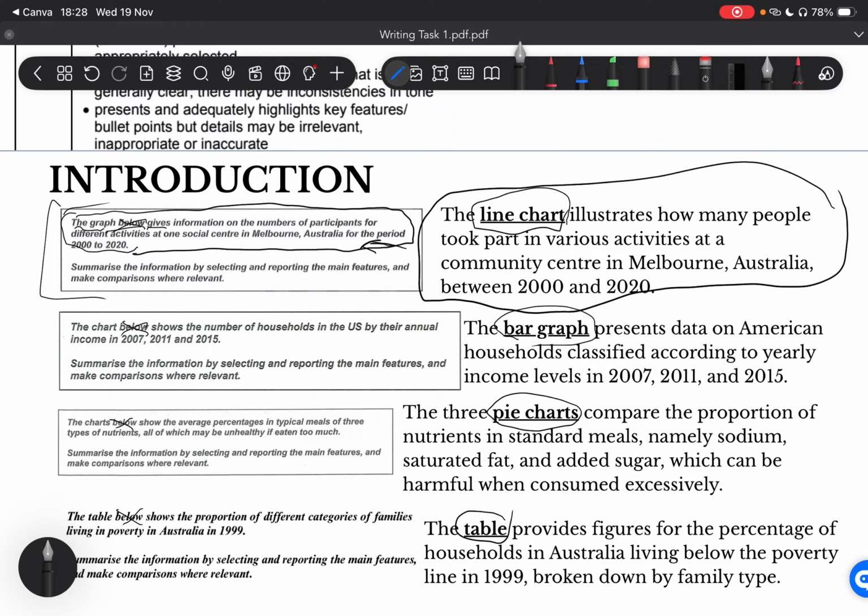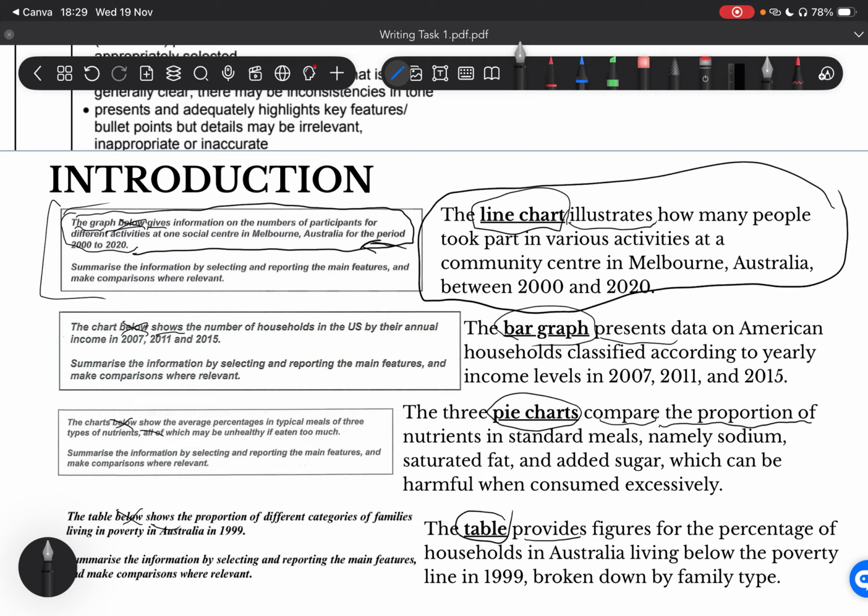And we have the word "gives" here, "shows." There are many words that you can replace these two words with, like illustrates, which has a similar meaning, presents, compares, even better if it also has an object which says what it compares, provides. These are good words that you can replace these verbs with. And of course, look at the other words.